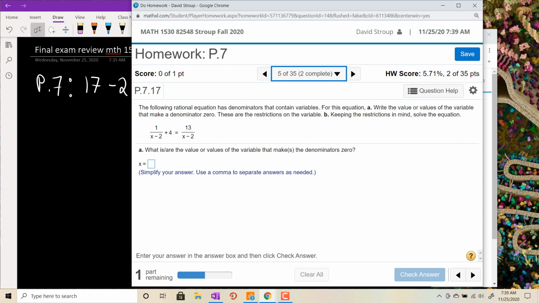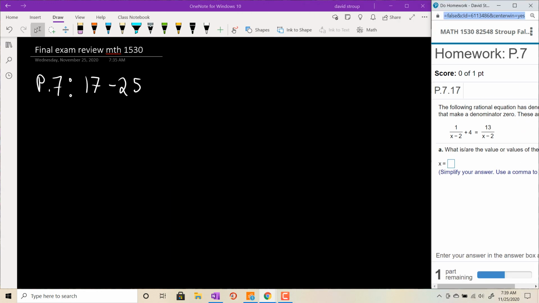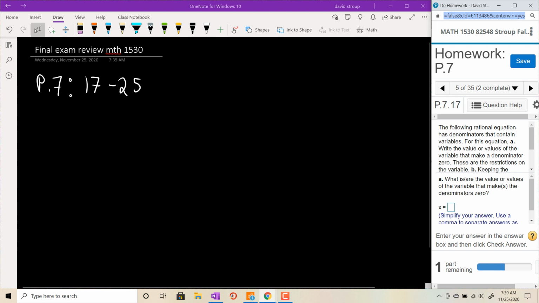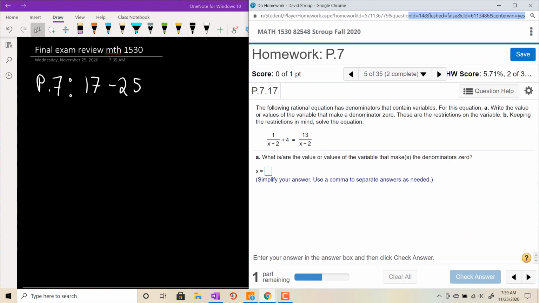math lab here, which I have just popped up on the screen, and hit homework P7, and then open it up. This number right here tells you the number of the problem that's in the book. So this is P7, number 17, and you could do it that way, right? So there's two parts of this problem. You get the first, identify the restrictions, and then you can go ahead and solve it.